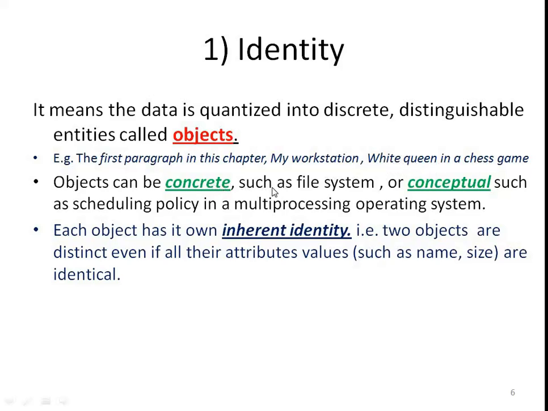An object can be concrete, such as a file system, or conceptual, such as a scheduling policy in a multiprocessing operating system. Each object has its own inherent identity. That is, two objects are distinct even if all their attribute values are identical. So roll number 1 and roll number 2 are both of the same class, and both are two different objects even if all their attribute values are identical.